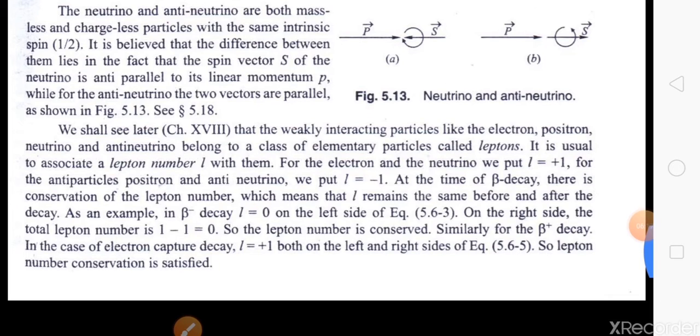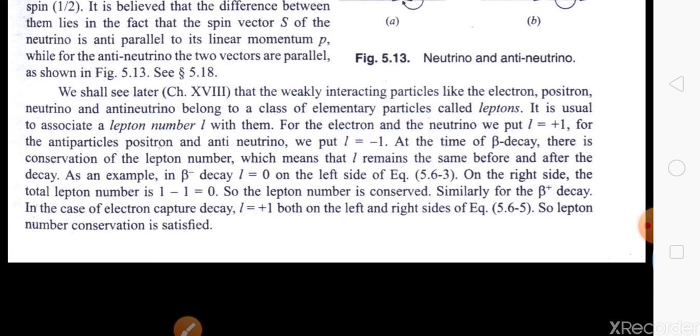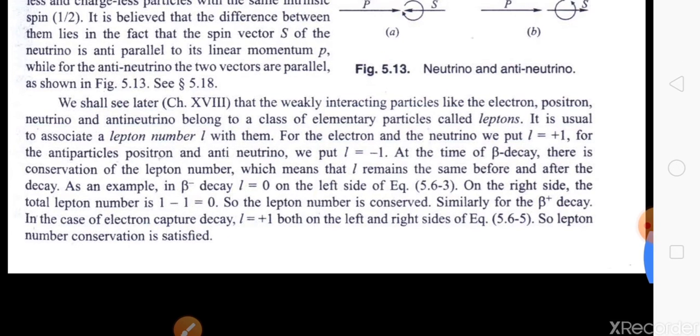Now we shall see that weakly interacting particles like the electron, positron, neutrino and antineutrino belong to a class of elementary particles called leptons. In the third semester you learned about elementary particles. Elementary particles are divided into two groups, leptons and hadrons. Leptons are very point-like particles. We cannot describe the structure of these particles.